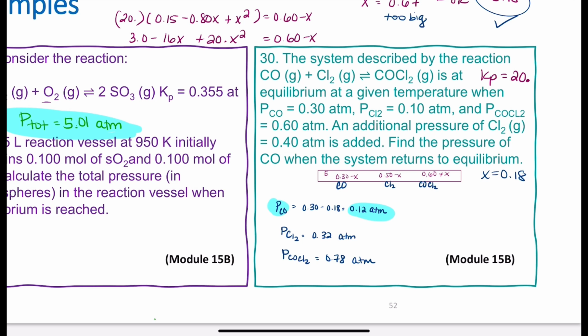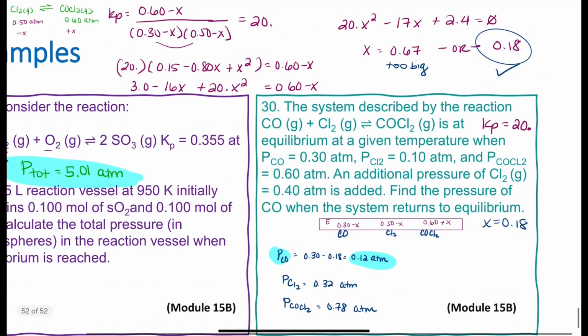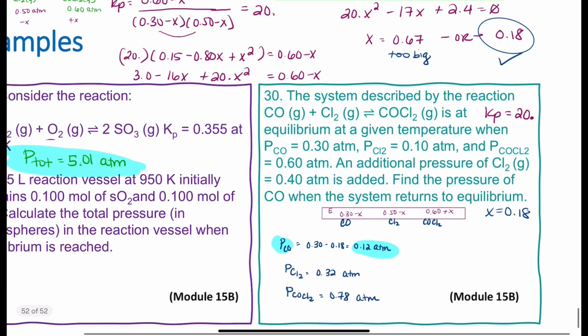Let's ask ourselves, does that make sense? Originally, we had a partial pressure of CO of 0.3. We added 0.4 atmospheres of Cl2 to the initial pressure of 0.1. We had an equilibrium pressure of COCl2 of 0.6. Now everything's adjusted. I added some reactants, so what's going to happen? It's going to form more product. And I saw that concentration increase of that product. So sure enough, I added more reactant, and now it has adjusted and made more of that product.